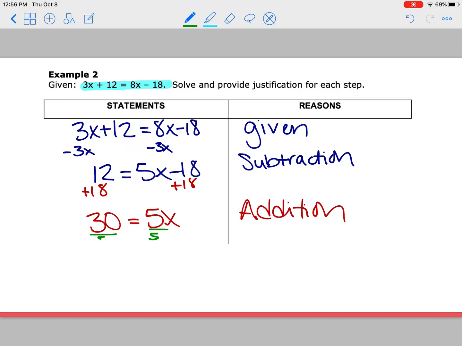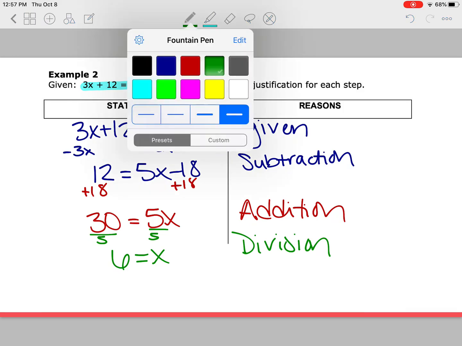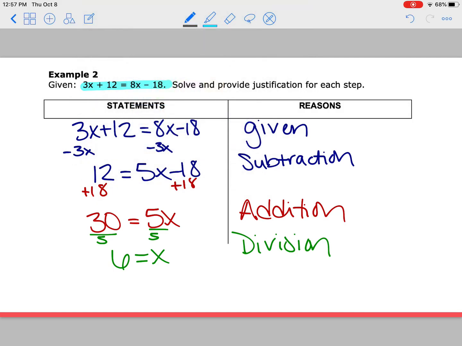And we would finish with dividing by 5. And so 6 equals x. We would get that because of the division property. Now, we can't end our equation like this. X has to be on the left for us to truly end our equation. So if we go back and flip those and say x equals 6, we just made a flip. All we did was use our symmetric property. And that is done. We started with our given, we found our solution, and we justified each step.